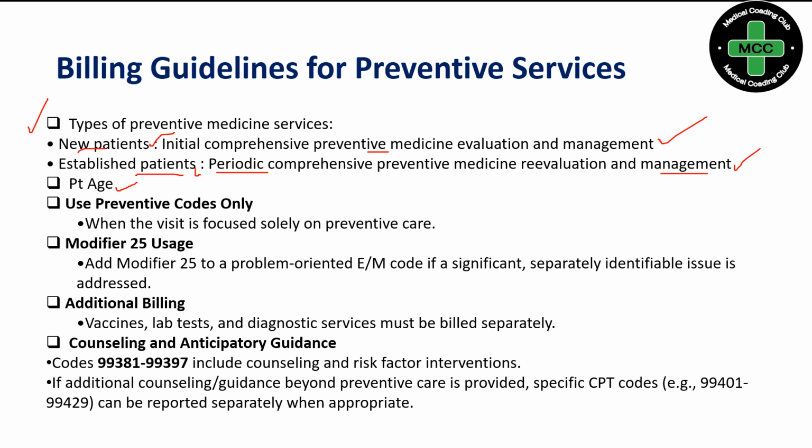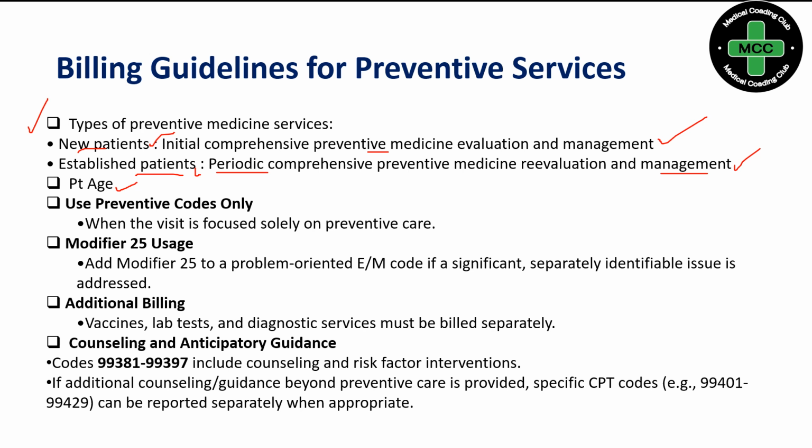We will code only preventive service when the visit is focused solely on preventive care. The chief complaint should state that the patient came for a physical exam or a preventive service. The chief complaint should not be any acute or chronic condition, like abdominal pain or chest pain. Particularly, the chief complaint should be regarding the physical exam. Only then are we supposed to code preventive codes.